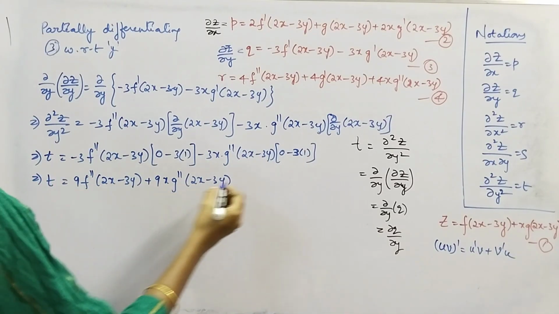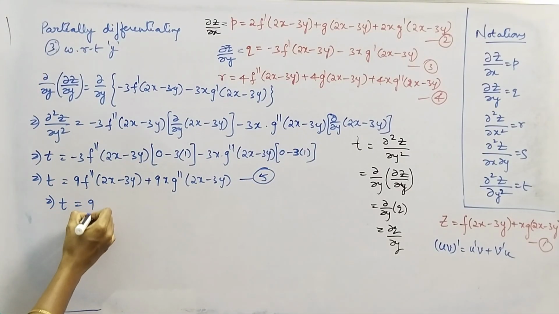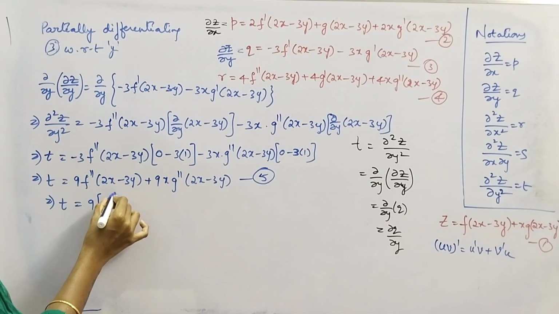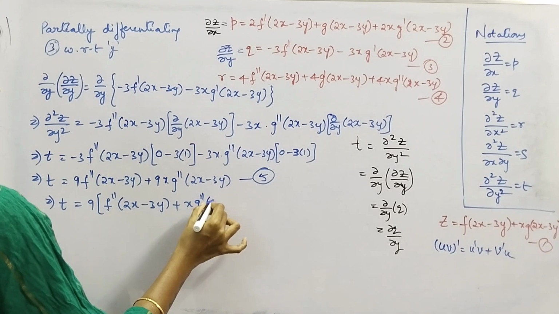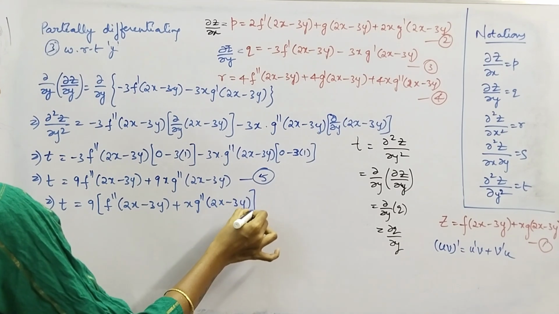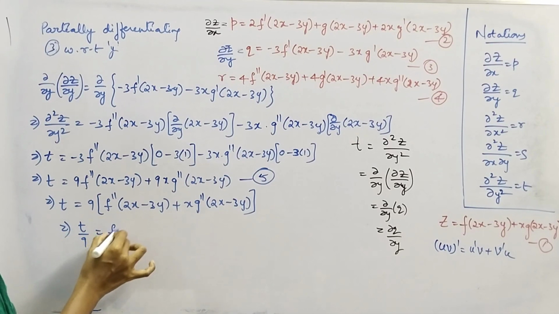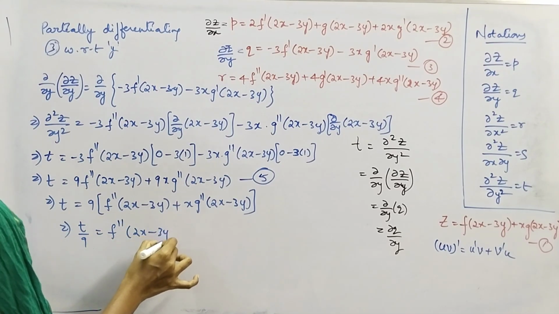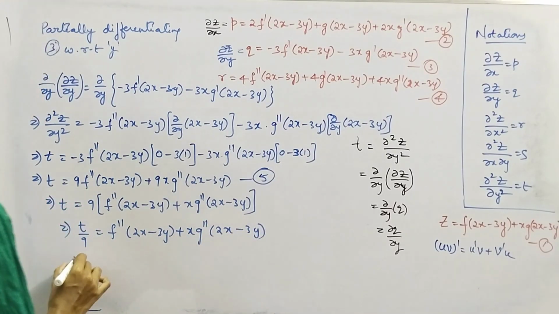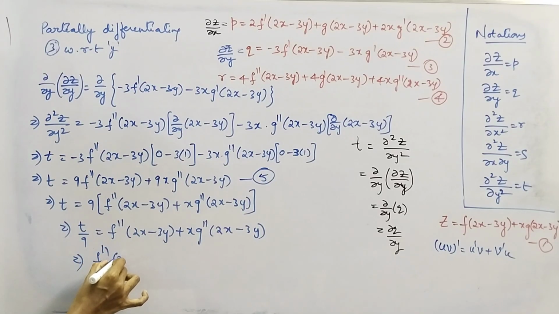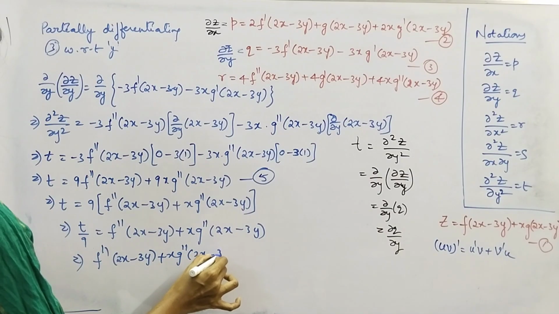Right, now you can consider this as equation number 5. Now from this equation, if you take 9 common, you'll get 9 times [f''(2x-3y) + x g''(2x-3y)]. If you bring this 9 to the LHS, you'll get t/9 equal to f''(2x-3y) + x g''(2x-3y).